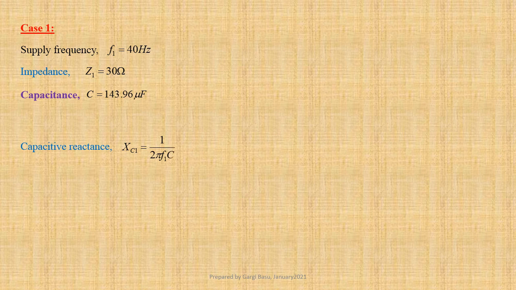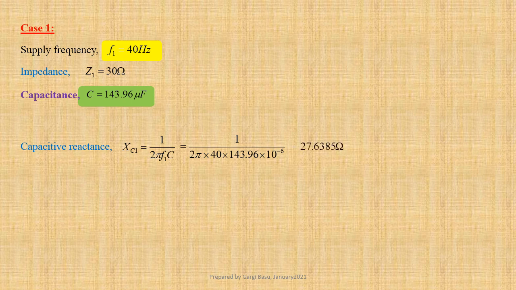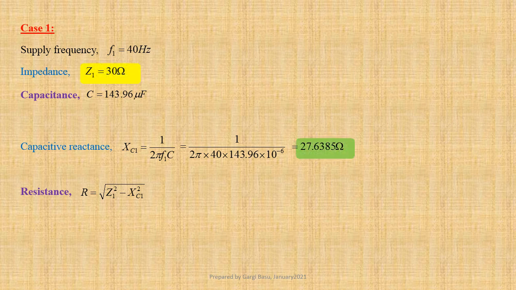Xc1 equals 1 upon 2 pi F1 into C. Putting values we get 1 upon 2 pi into 40 into 143.96 into 10 to the power minus 6, that is equal to 27.6385 ohm. Resistance R equals root over Z1 square minus Xc1 square, that is equal to root over 30 square minus 27.6385 square, that gives us 11.6667 ohm.